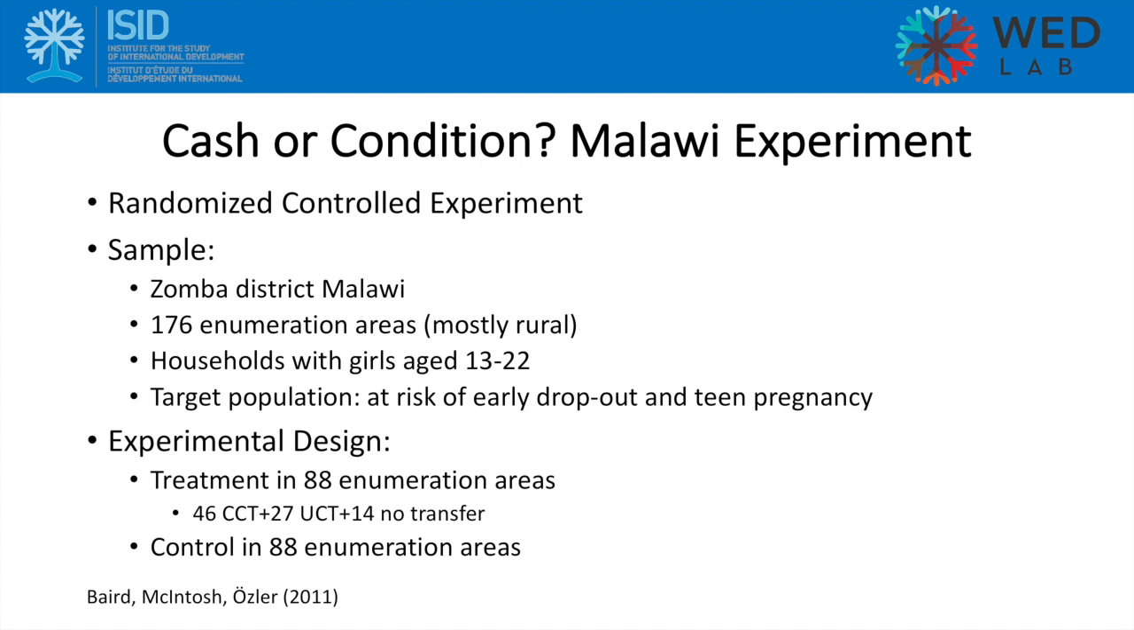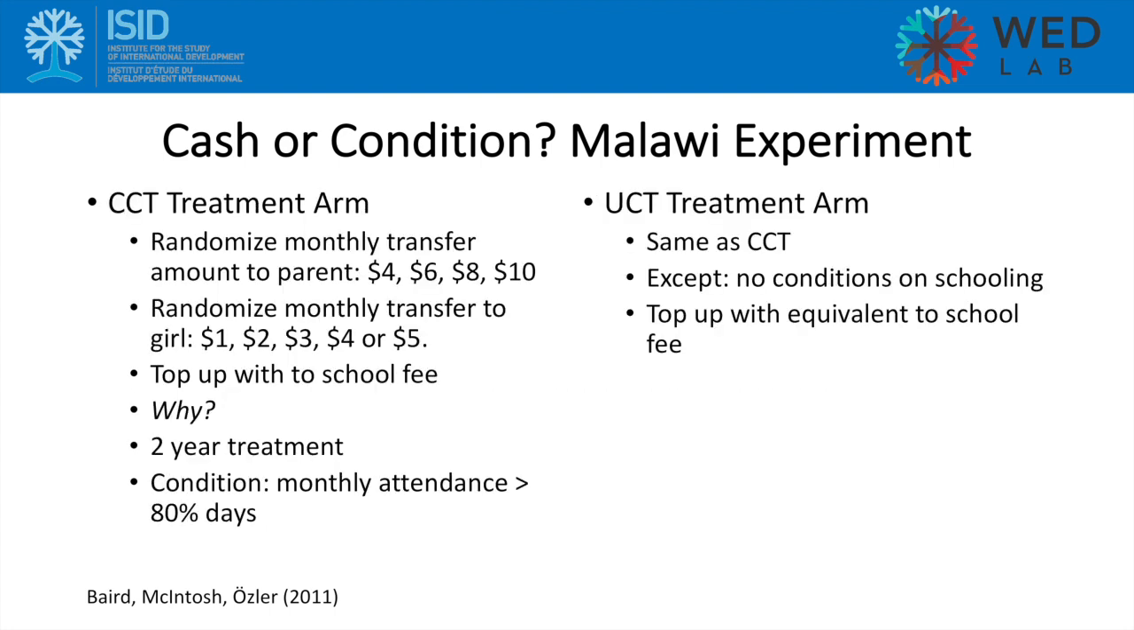Okay. So just again, to give you a sense of the magnitudes that we're talking about here, in the conditional cash transfer treatment arm, they randomize the monthly transfer amount to the parent, right? So this goes to the parent. So between $4, $6, $8, and $10. Again, from our perspective here in Canada, this does not look like large sums of money, but there it's very, very salient. They also randomize a monthly transfer to the girl herself, right?